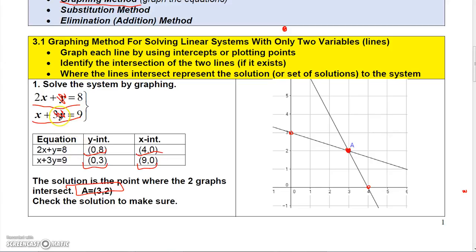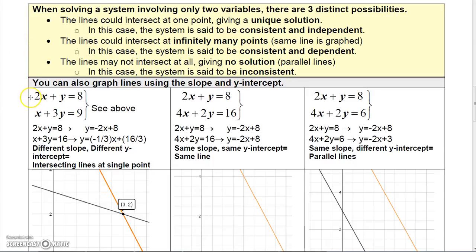But you can always check your answer to make sure. If you plug 3 in for x and 2 in for y here, you'll get 8. And if you plug 3 in for x and 2 in for y here, you'll get 9. So this does check. Now I'll only solve by graphing when we have two variables, because to solve by graphing with more than two variables would mean you have to graph in 3 or more dimensions. And you can graph in 3 dimensions, but it's a little tricky. And of course you can't go beyond 3 dimensions when you graph. So we'll just do 2-dimensional graphs.